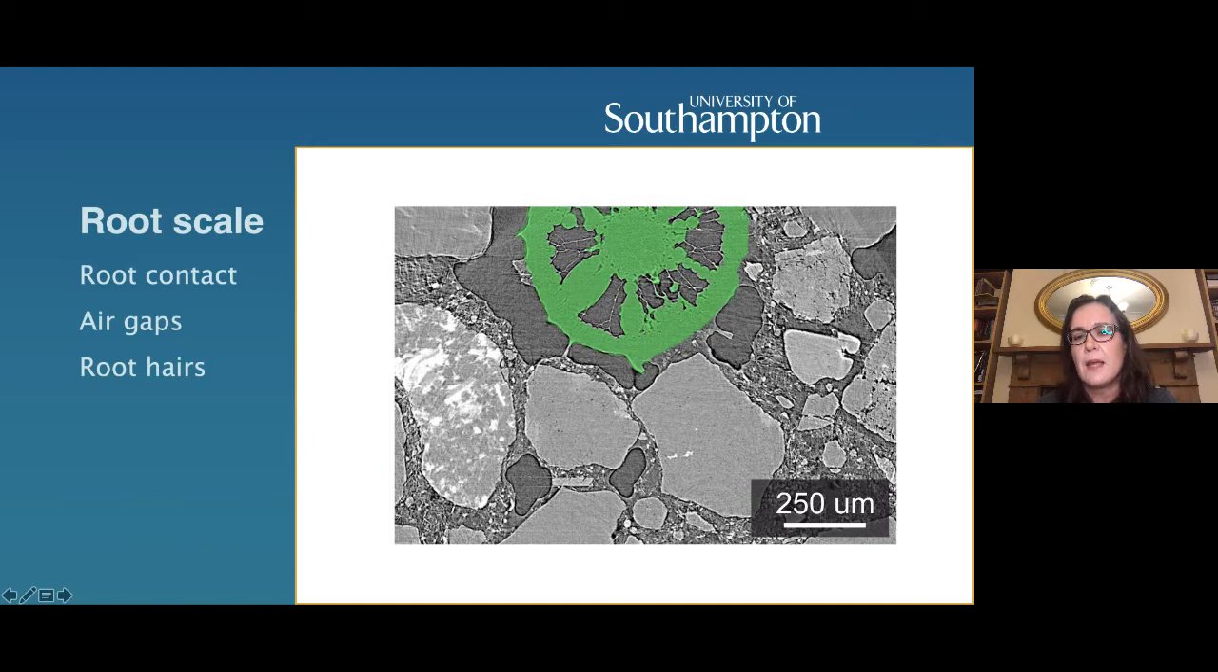This is a wheat root in soil, and you can see the air gaps, which are darker gray areas around the root, which needs to be bridged to the water phase by root hairs and liquid bridges, so that the root is able to actually access the nutrients from the soil pore network.